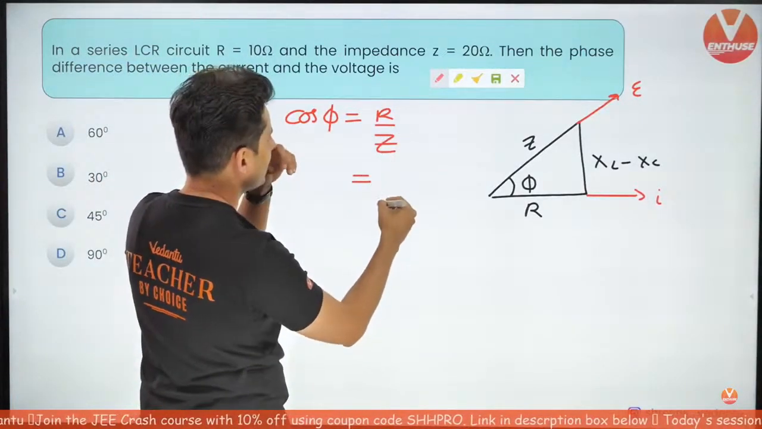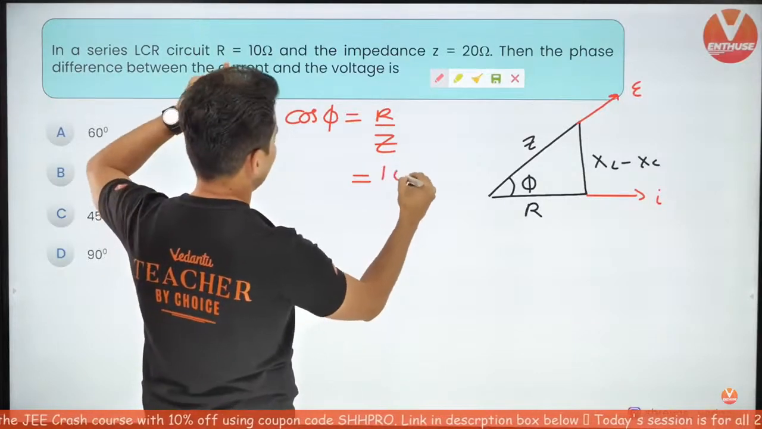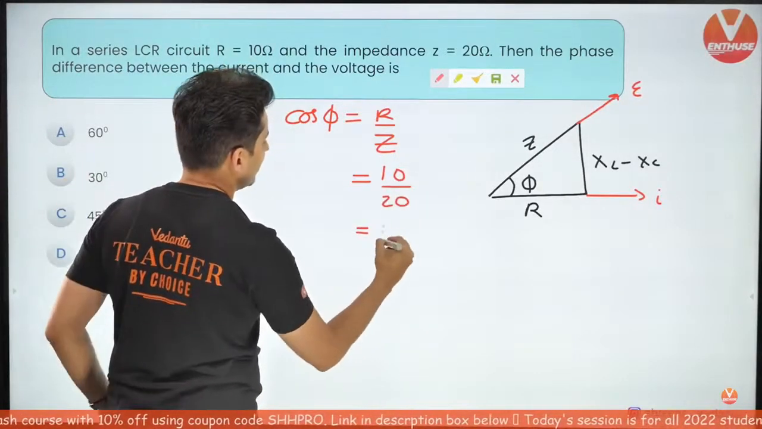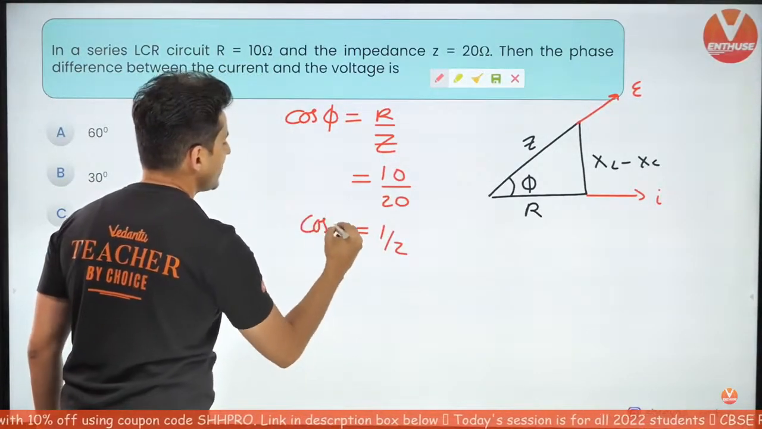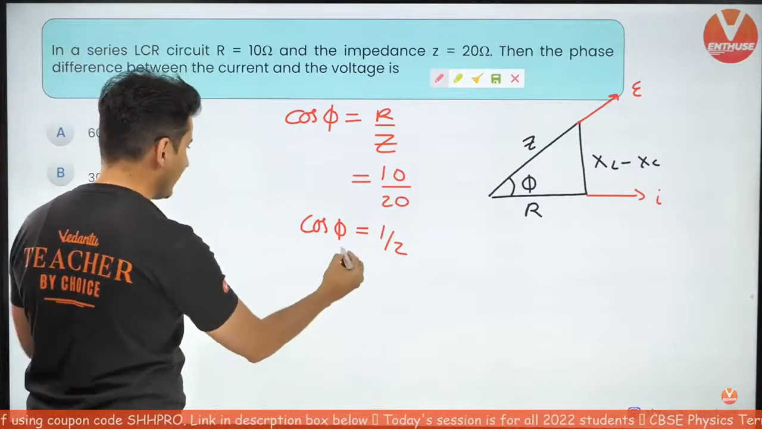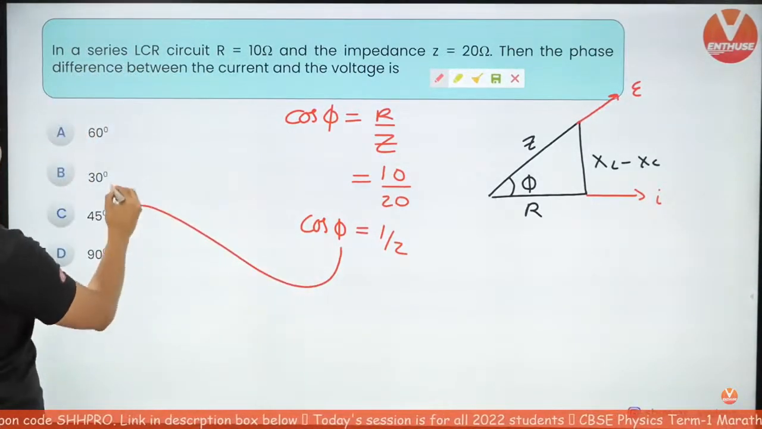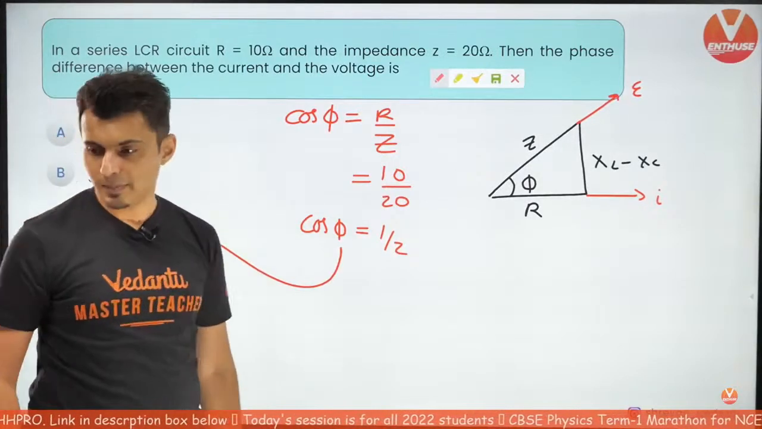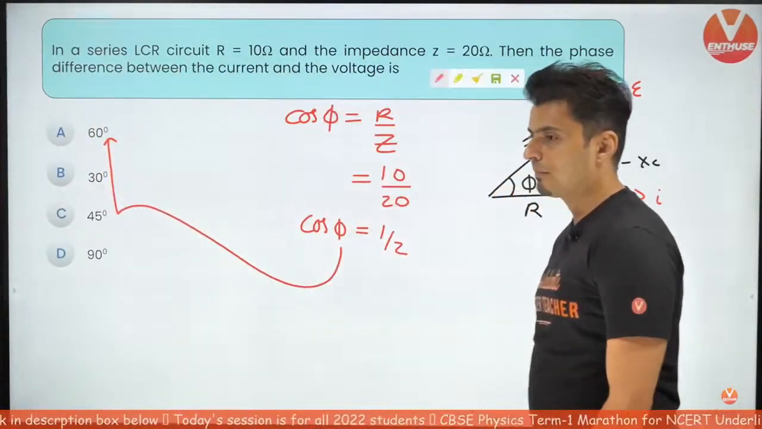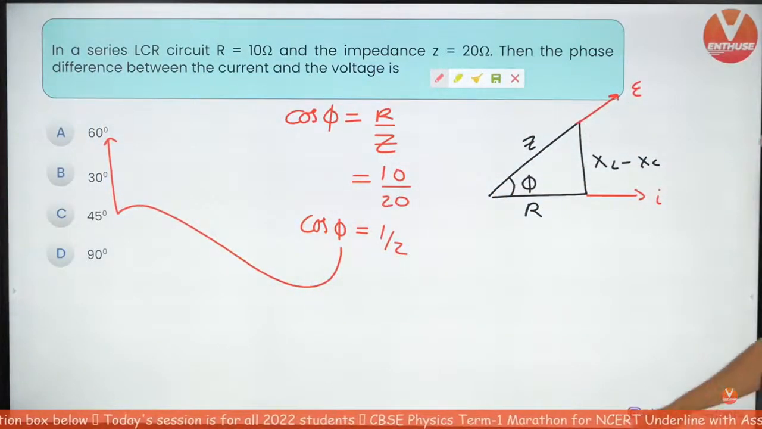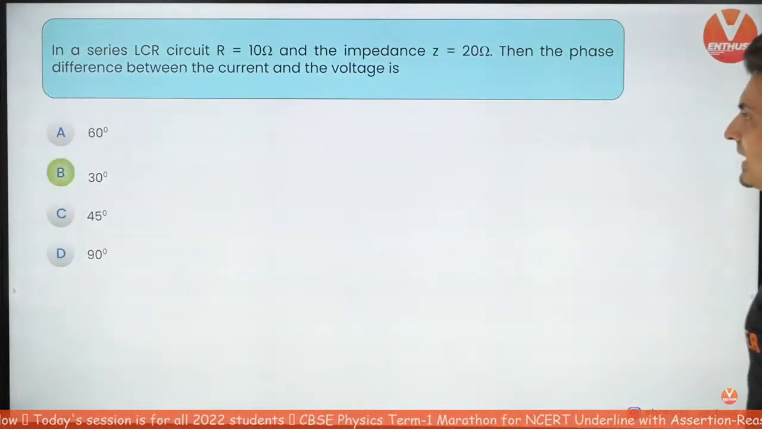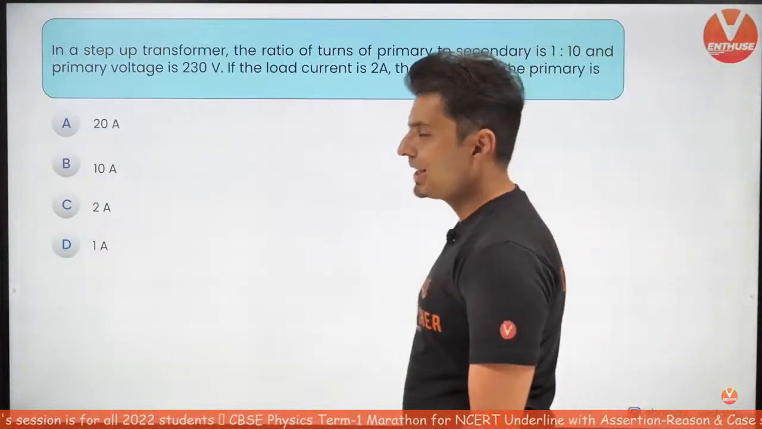So R is how much? 10. Z is 20. So it is half. So whose cos is half? Obviously it is 60. Cos 60. Option A. There you go. Perfecto. Excellent. Moving ahead to the next question.